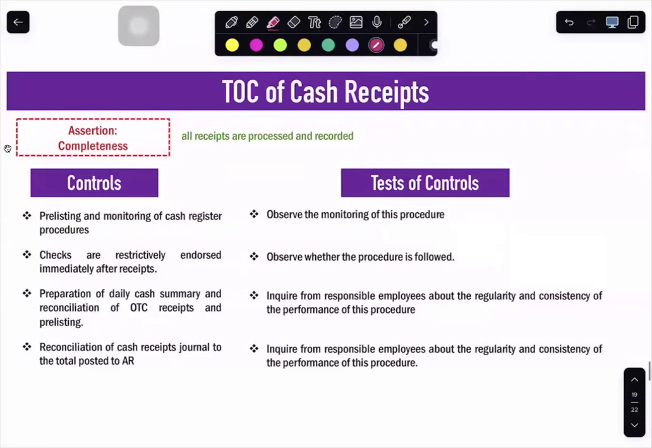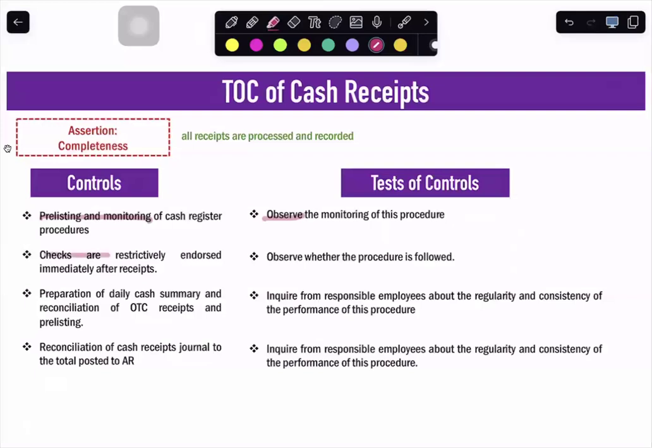Next assertion, completeness. Under completeness assertion, all receipts are processed and recorded. So what are the controls in place? Pre-listing and monitoring of your cash register procedures. How do we test this control? You just observe the procedure as to your cash register.